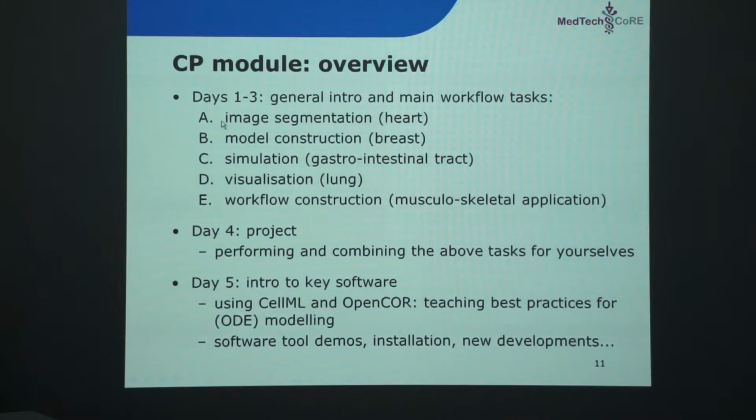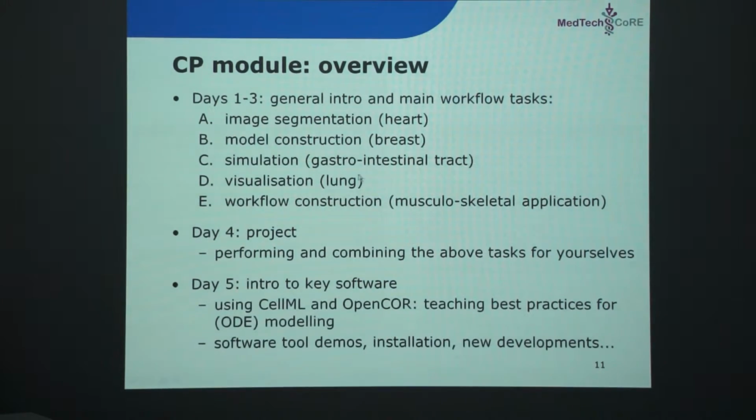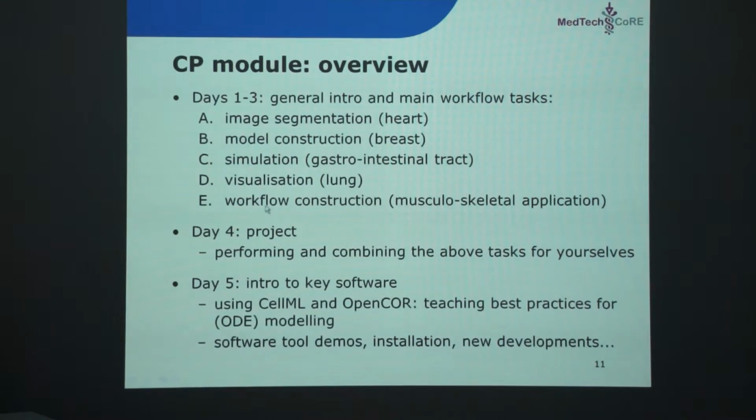So these are the sorts of things you're going to do. In terms of that general workflow that I showed you, you're going to step through some actual segmentation of the heart in this case. You're going to look at model construction. I think you're going to have a go at some breast images with some sort of simulation, and the application is going to be on the GI tract, some visualization tools around respiratory mechanics, and then a workflow looking at musculoskeletal applications, probably using the MAP client. Is that right, Hugh? Yeah.